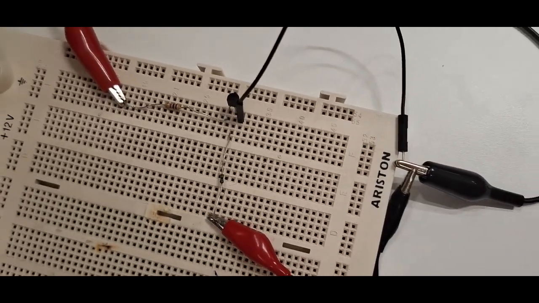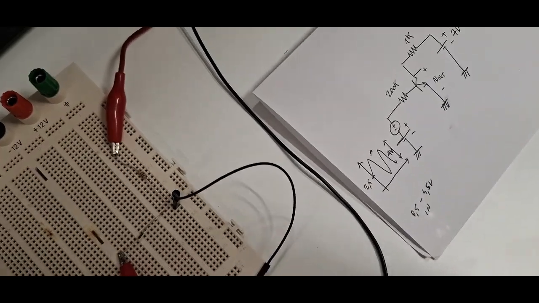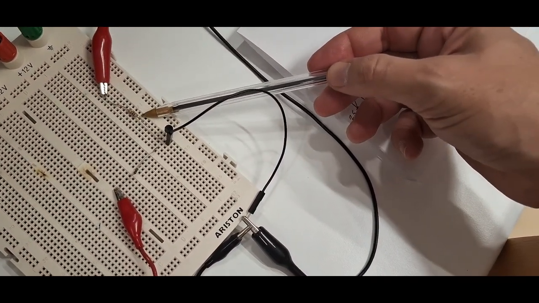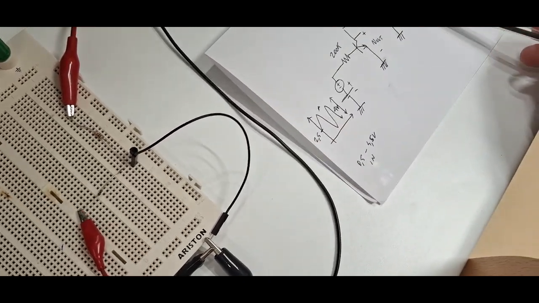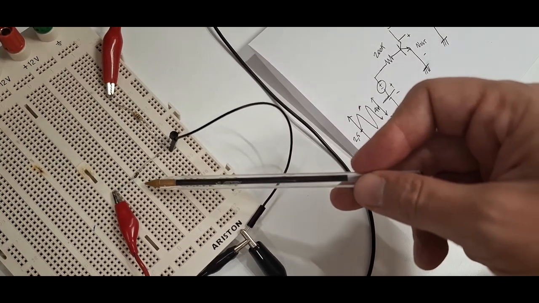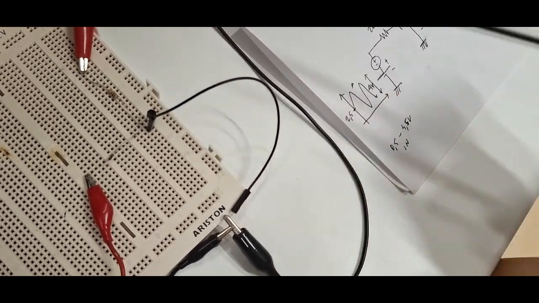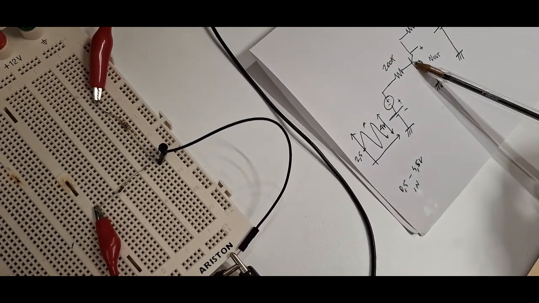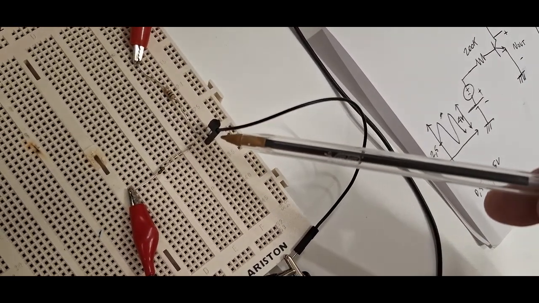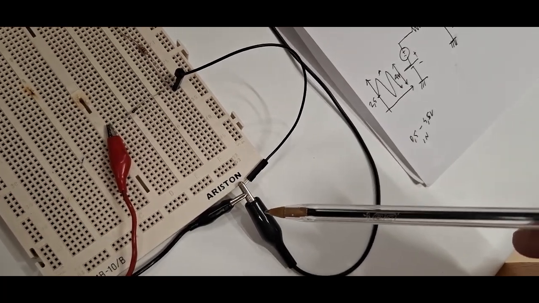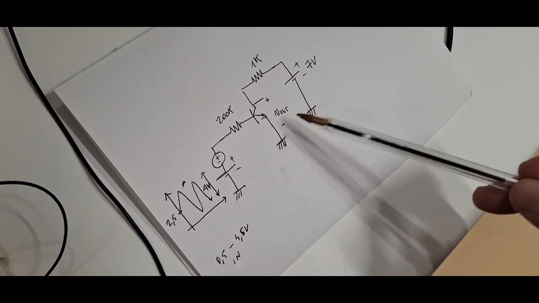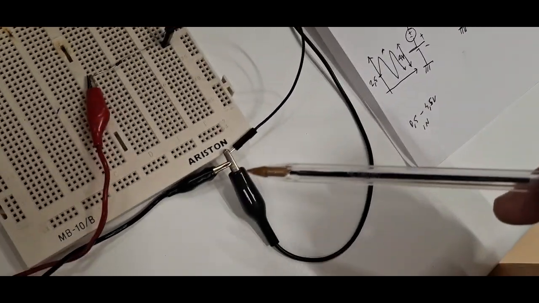So I have here basically my 1K resistor between collector and 7 volt battery. Then I have my 200K resistor between base and signal, and then the emitter is connected to the negative terminal of both batteries. So I have my ground here.